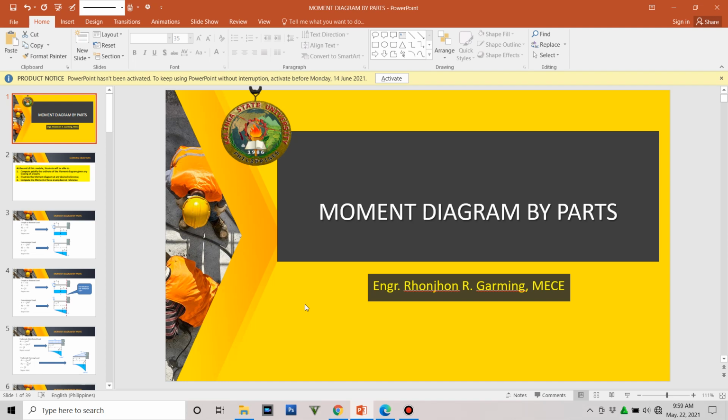Okay, so the deformation is computed out of the moment diagram, by its area and by the centroid. That concept is all about deflection by the area moment method. Before we proceed with that topic, we need to perfect our skills in illustrating the moment diagram by parts.